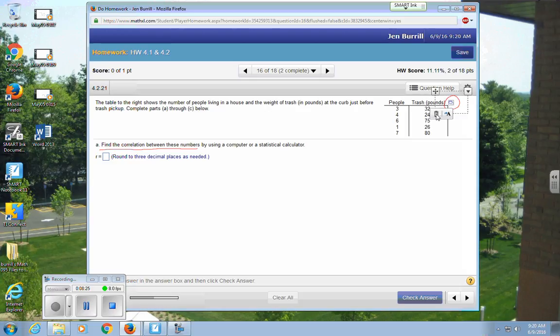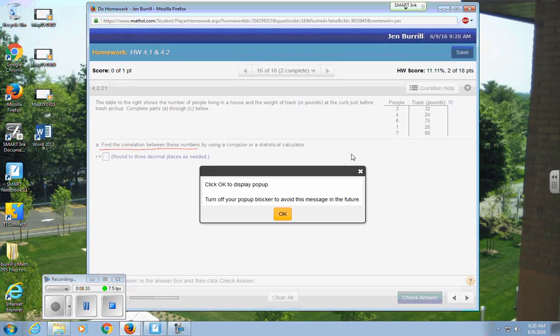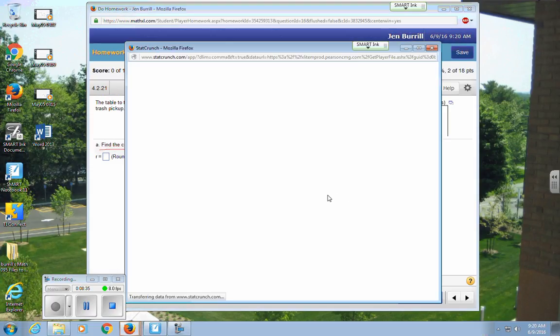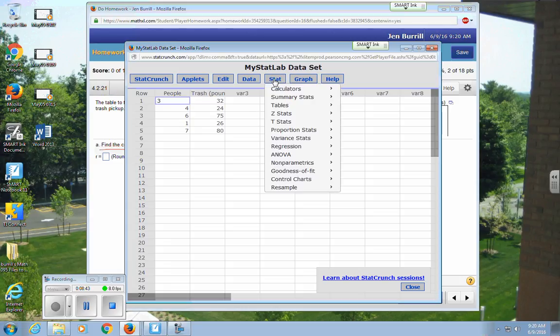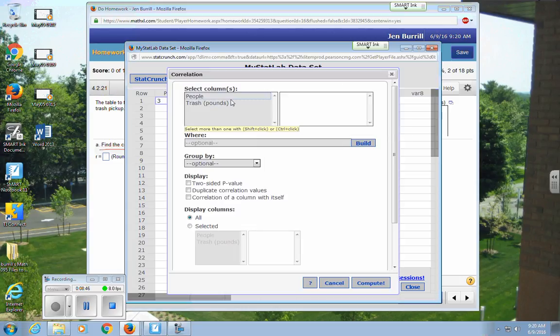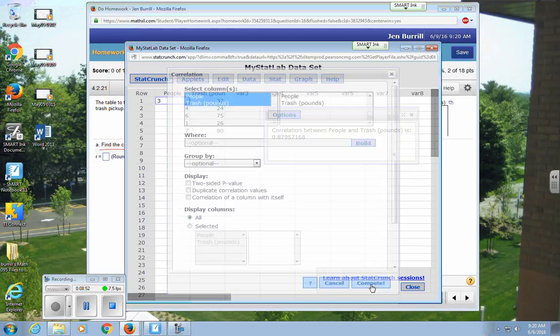I guess I'm going to have to get rid of that circle first. And if you click on that icon, you have a menu that pops up, and you want to say open in StatCrunch. And if you have pop-up issues like I do, you may have to click OK. So here's StatCrunch. The data has been transferred over. And what we want to do is go to Stat, Summary Stats, choose Correlation, and we want both variables. So I'm going to use the Shift key to get both variables in there, and then press Compute.